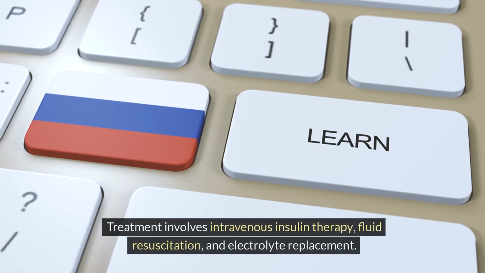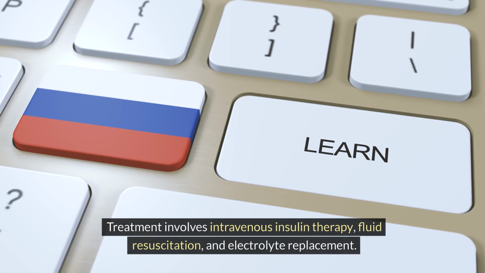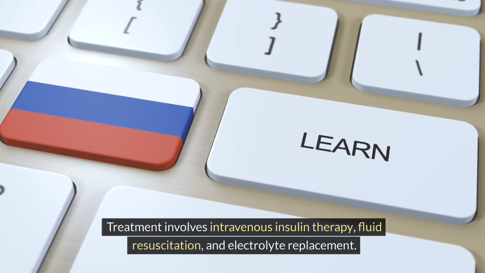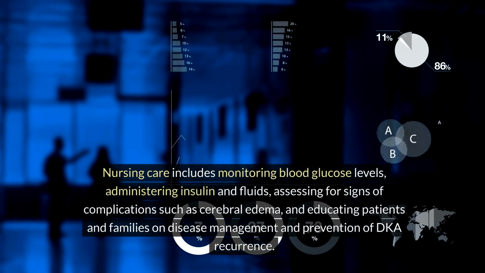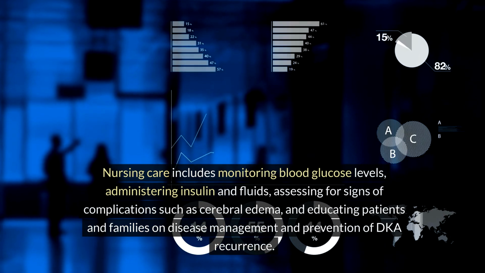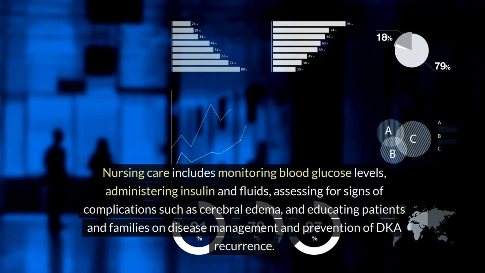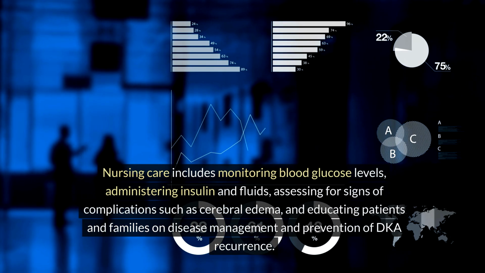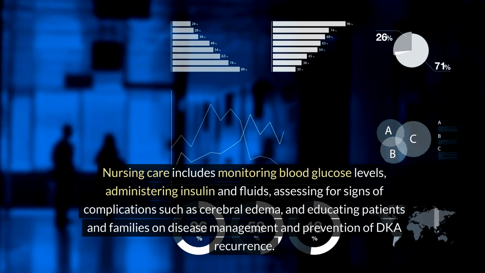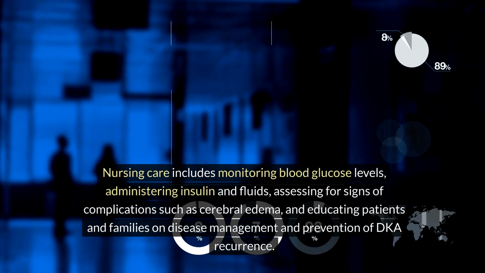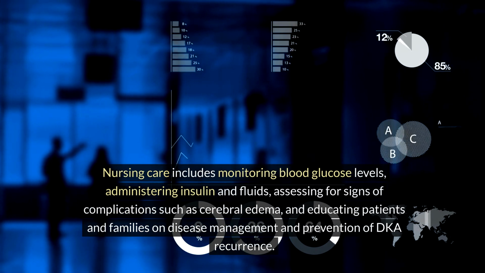Treatment involves intravenous insulin therapy, fluid resuscitation, and electrolyte replacement. Nursing care includes monitoring blood glucose levels, administering insulin and fluids, assessing for signs of complications such as cerebral edema, and educating patients and families on disease management and prevention of DKA recurrence.